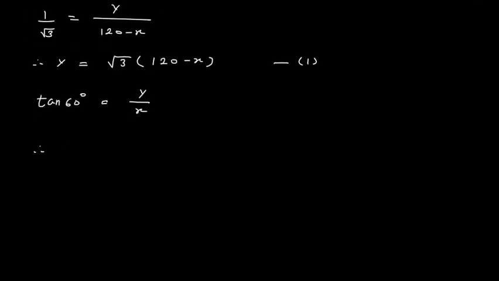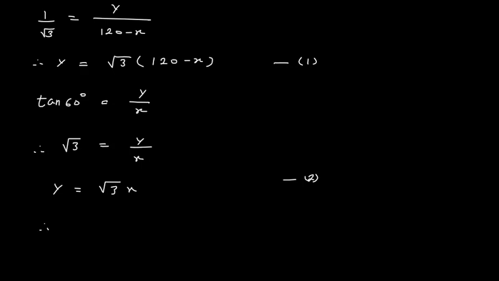So therefore this is root 3. Root 3 is equal to y upon x. So here I will get y is equal to root 3x. So I have two equations. In one I have y equal to root 3 times (120 minus x), and in the other equation I have y equal to root 3x, and both are the value of y.